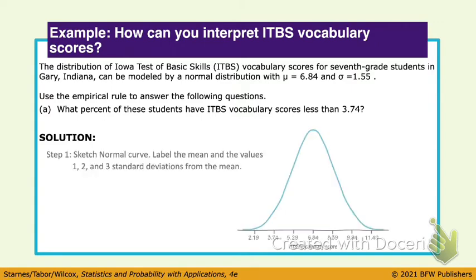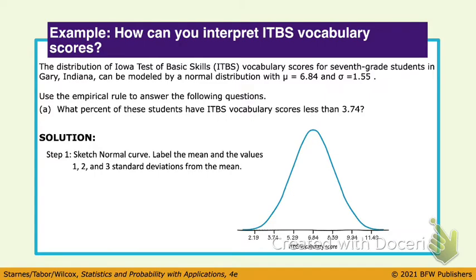So this was our main question. Step 1, we would want to sketch the normal curve and label our values that are 1, 2, and 3 standard deviations from the mean in each direction. So you can go ahead and sketch your normal curve, label those values that are 1, 2, and 3 standard deviations from the mean.